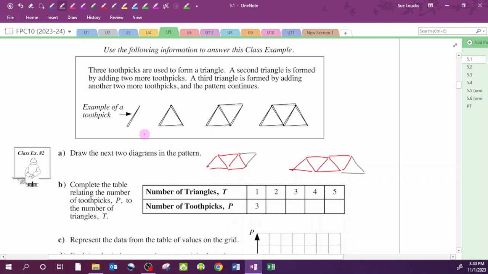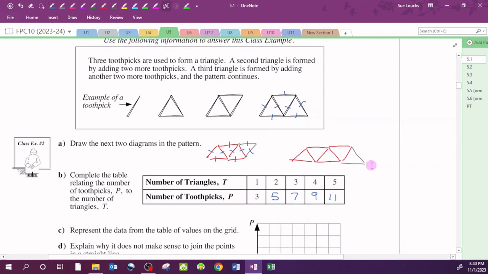So we're going to complete this table by relating the number of toothpicks, P for picks, with the number of triangles, T for triangles. In figure 1, if we have 1 triangle, we have 3 toothpicks. If we have 2 triangles, we have 1, 2, 3, 4, 5 toothpicks. When there are 3 triangles, we have 1, 2, 3, 4, 5, 6, 7 toothpicks. And that makes sense because you're adding 2 each time. And then for 4 triangles, you've got 1, 2, 3, 4, 5, 6, 7, 8, 9. And then for 5, if you count it, we have 11.